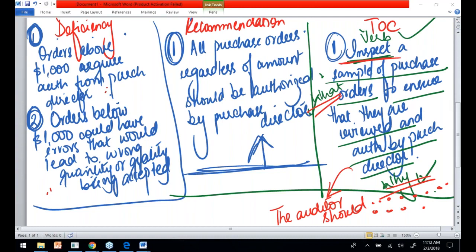In case you can't think of the correct verb to start with, you have an easy option, because often you get nervous. Start your sentence with "the auditor should," in case you don't remember what verb you should start with. All right? Okay. Let's do one more deficiency and then move on.